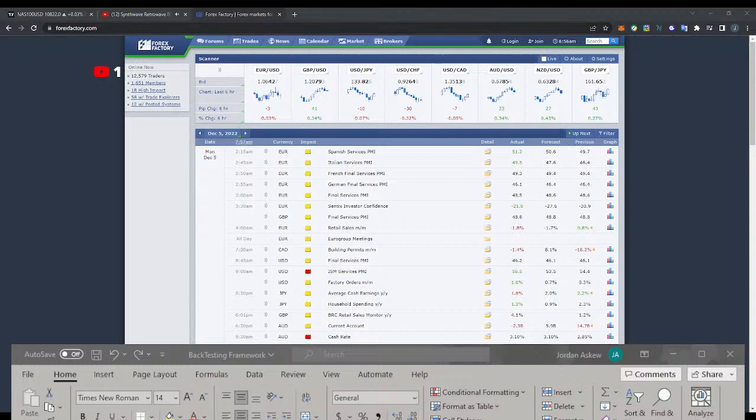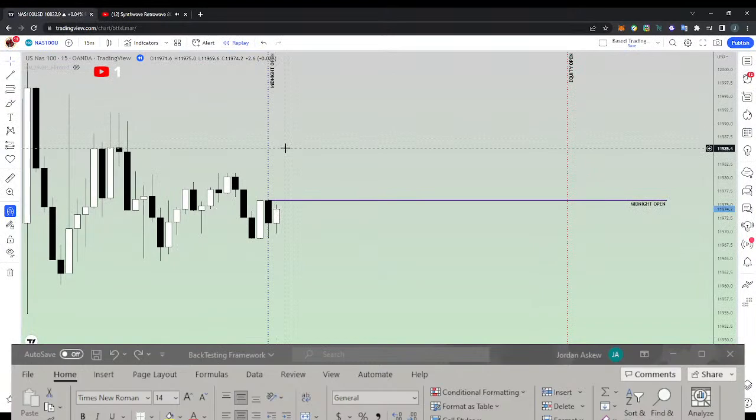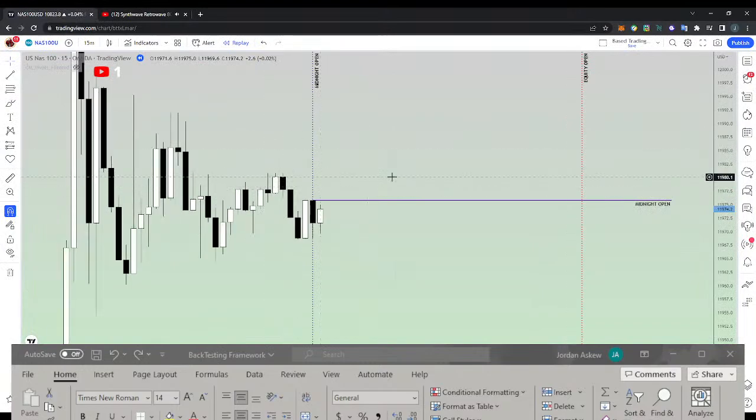So that's what we're going to do now. Let me pull this off, get us back to our chart. So here's the step-by-step. We start on the 15-minute chart, and what we've marked out is the London session, the start of London session, or really the true day beginning, which is midnight open.